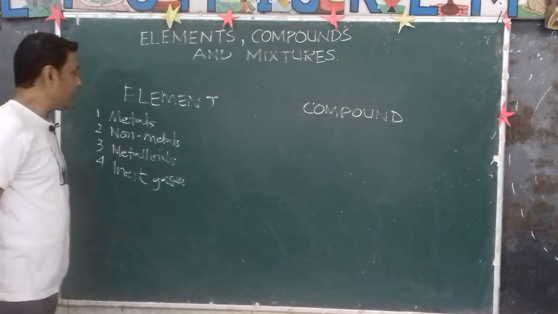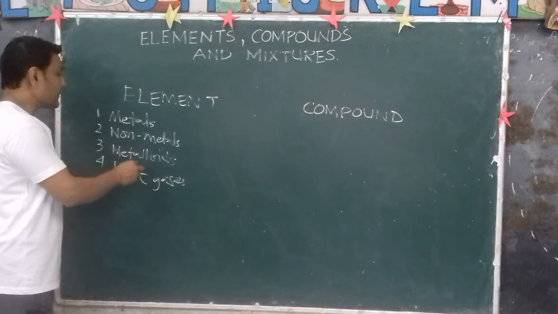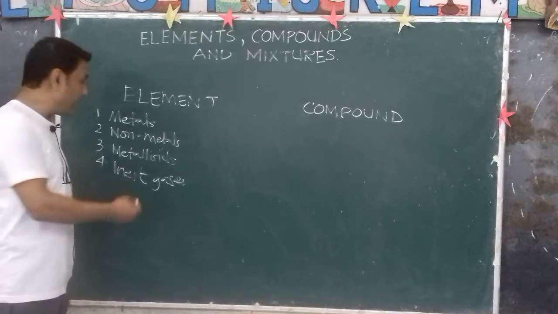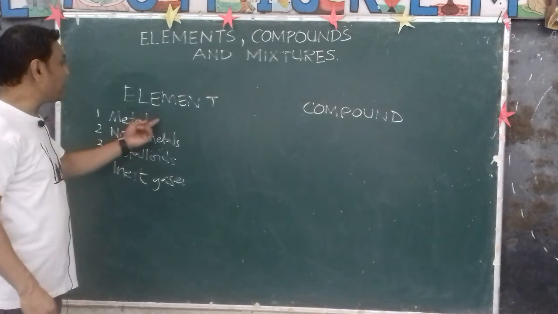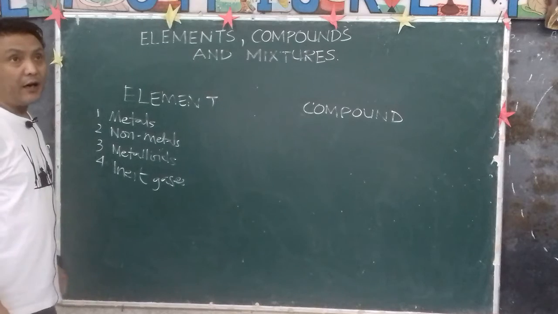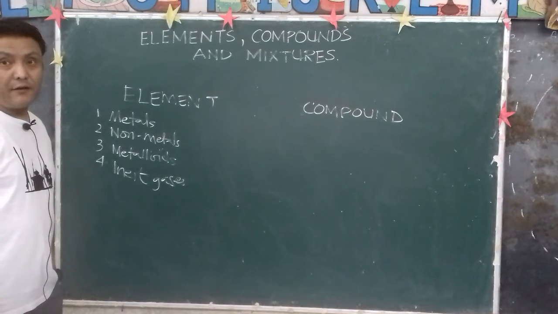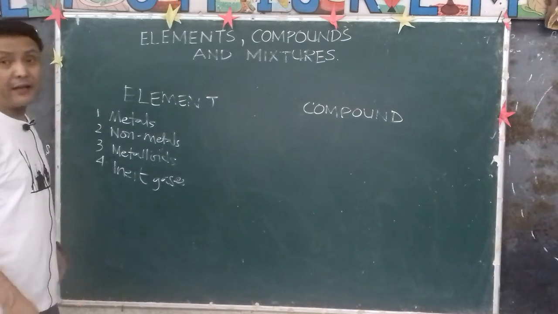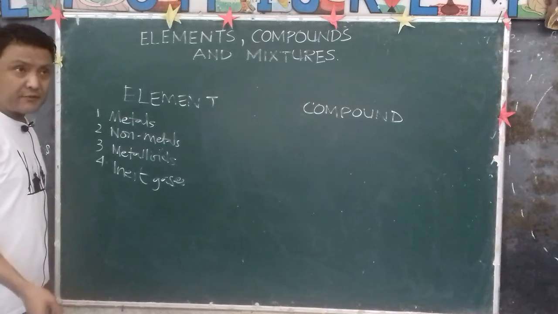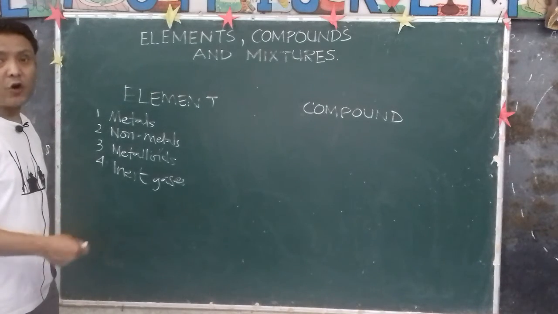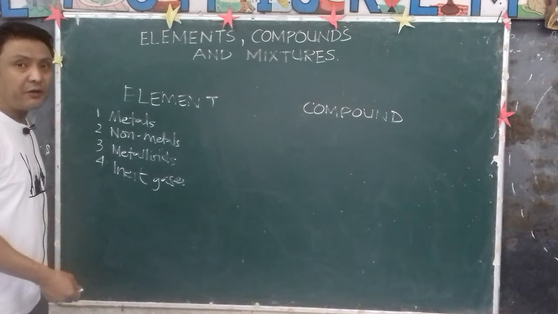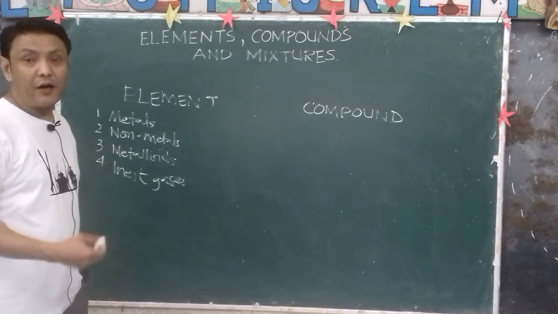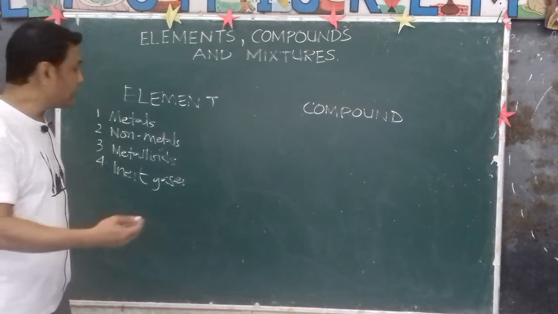metalloids and inert gases. Now, we very well know what are metals, we very well know what are non-metals, metalloids and inert gases. Metals are those elements which conduct electricity and heat very well. They are hard substances like sodium, magnesium, iron, gold, silver, copper, zinc, manganese, magnesium, so on and so forth. Non-metals: phosphorus, sulfur, chlorine, oxygen, nitrogen and so on.